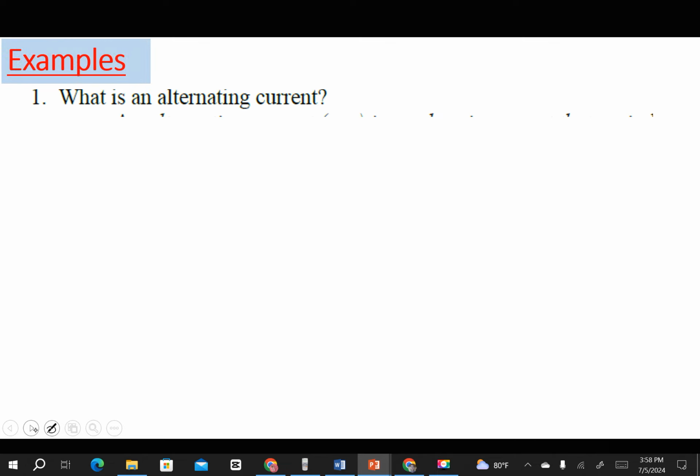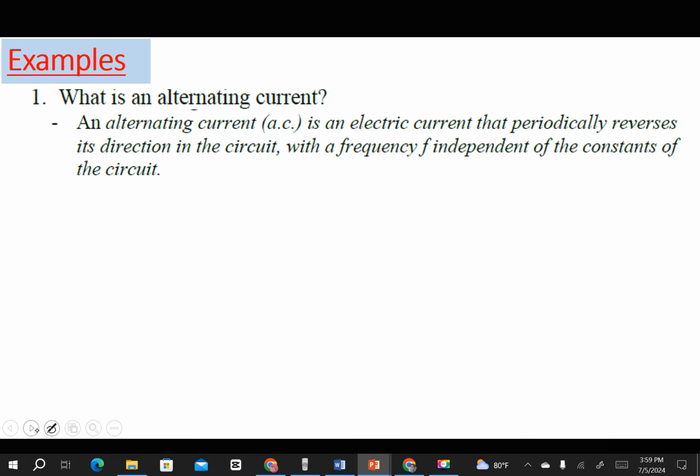What is an alternating current? I think that is obvious. When we talk about alternating current, we are referring to an electric current that periodically reverses its direction in the circuit with a frequency which actually depends on the source. The frequency is independent of the constants of the circuit, but depends on the source. In other words, the frequency of a wave depends on a generator.